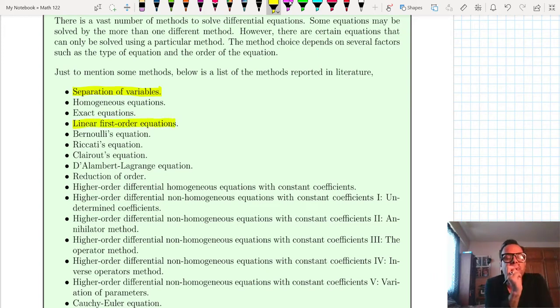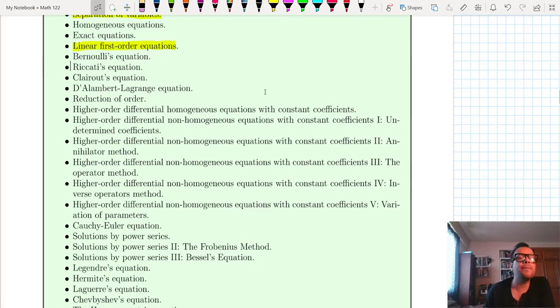Linear first order equations, that one we do. And Bernoulli's, Riccati's, clear out, D'Alembert, Lagrange equation, reduction of order. That's for higher order equations. And then higher order differential homogeneous equations with constant terms, we do that one. We're going to do that one, and then later I will tell you what homogeneous is.